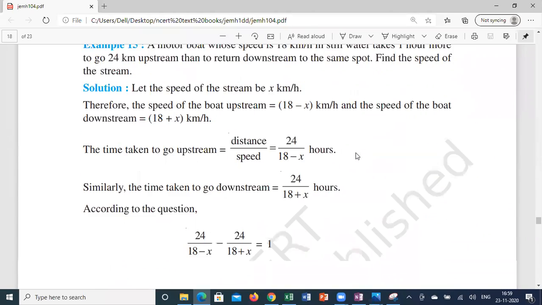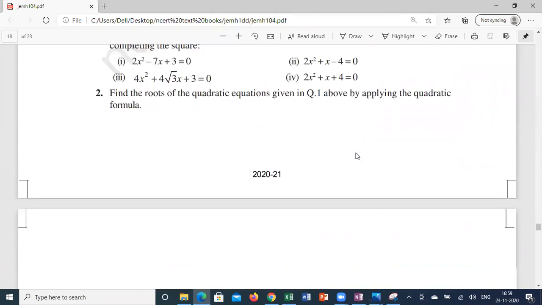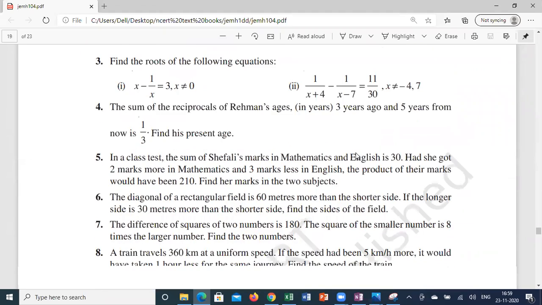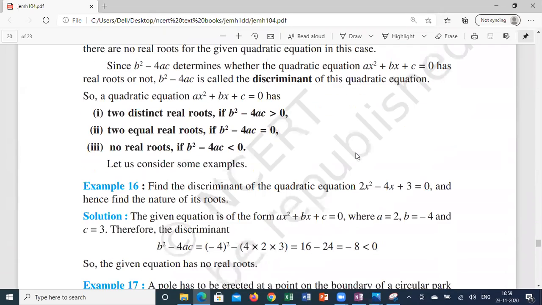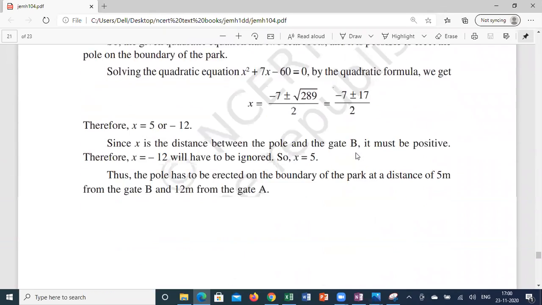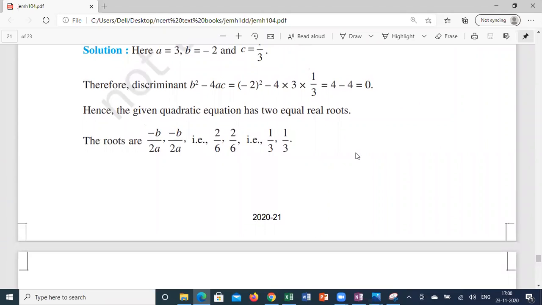So equations reducible to quadratic equations are not out of the syllabus here, but keep in mind the nature of the roots. Based on the discriminant value, the nature of the roots can be decided. If the discriminant is positive, the roots are real. If the discriminant is negative, the roots do not exist. Those are called unreal roots, or complex roots, which are not part of our syllabus. That's the reason roots do not exist for a negative discriminant.